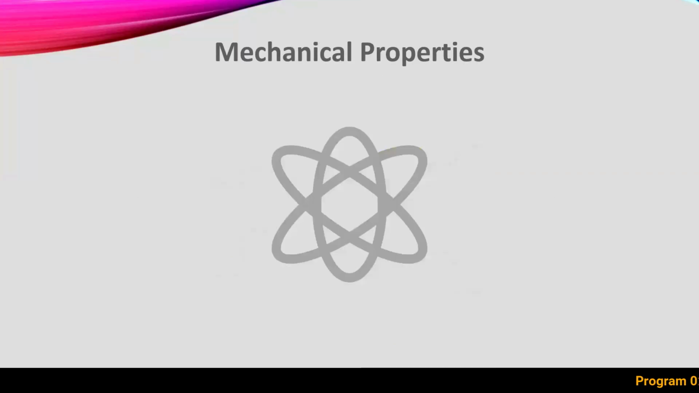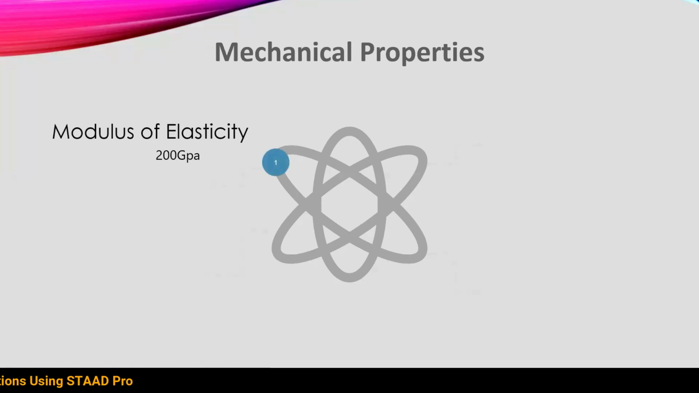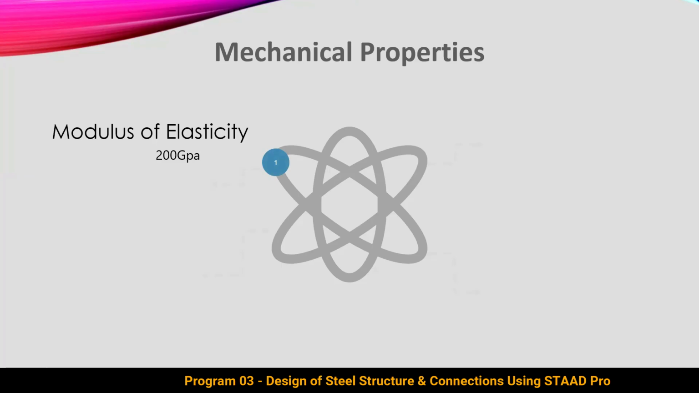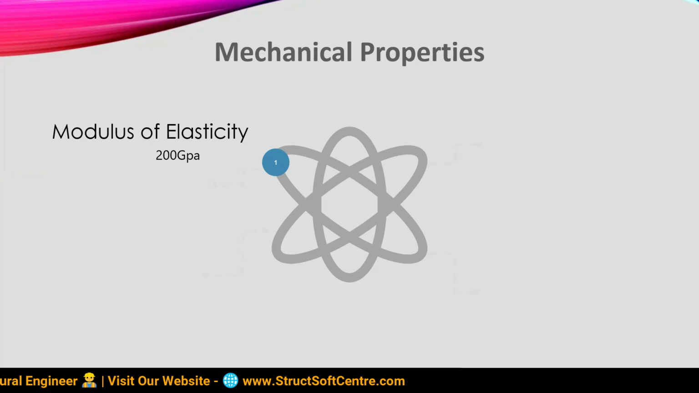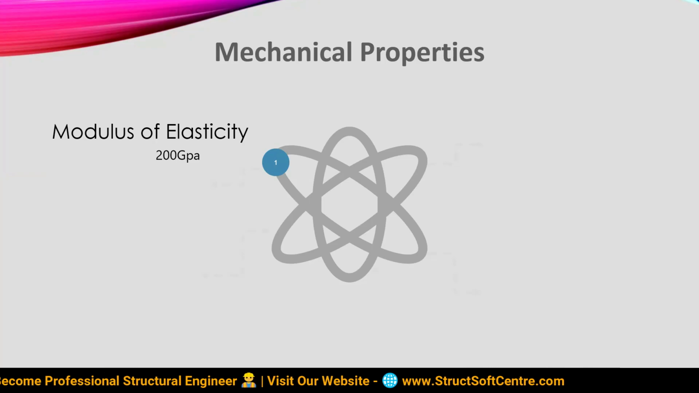Now let's discuss some of the brief mechanical properties. First, modulus of elasticity. Modulus of elasticity, also called the Young's modulus, is the strength of your material, that is 200 GPa, or in megapascal, it is 2 into 10 to the power 5 megapascal. Sometimes it is taken as 2.05 or 2.1, generally it ranges between 2 and 2.1. So 200 GPa or 2 into 10 to the power 5 MPa is the modulus of elasticity of steel. This is the value we will be using in our design. This is the mechanical property of steel.